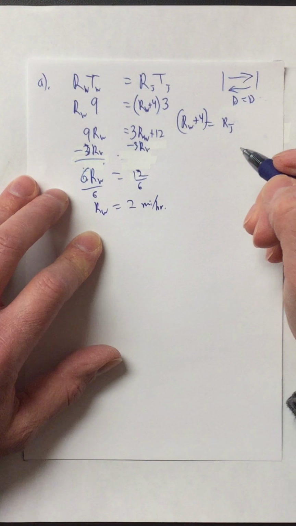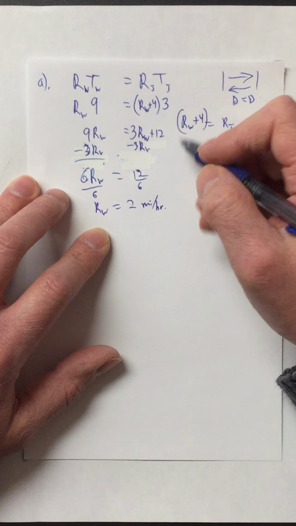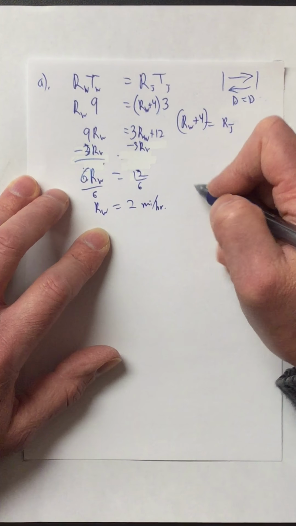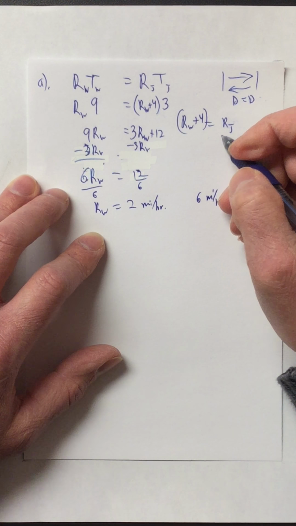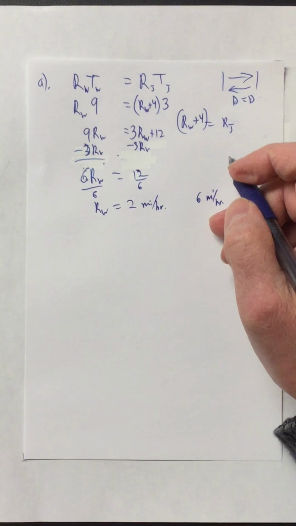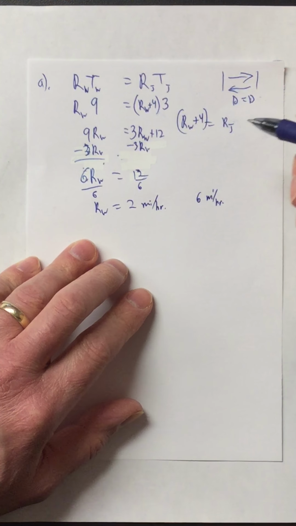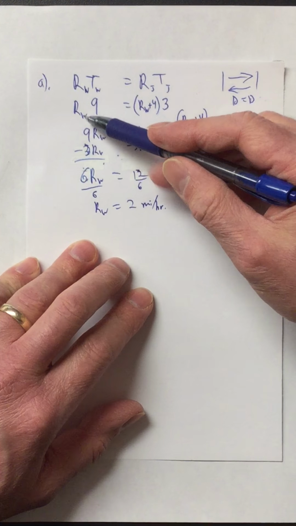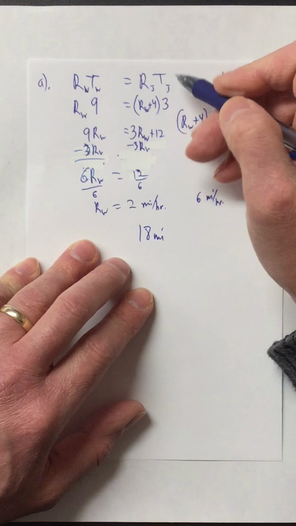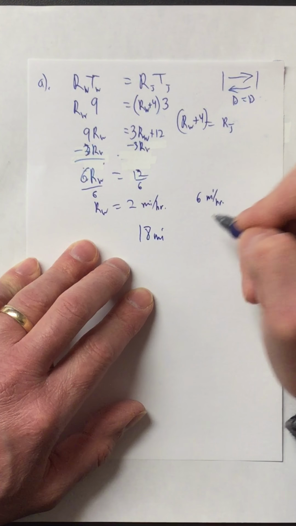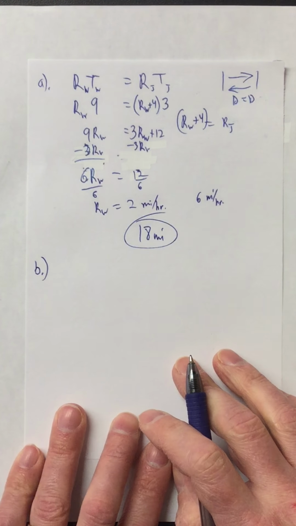And that makes the time of jogging, if the jogging was faster, it looks like that makes that at 6 miles per hour. And so then the question is, how far did they jog? I have to plug one of these back in. I can plug the 2 back in for the rate of walking, 2 times 9, 18 miles, or I can plug the 6 back in and multiply it by 3 and get 18 miles, which is the answer for practice problem A.